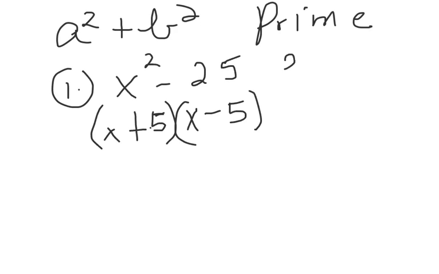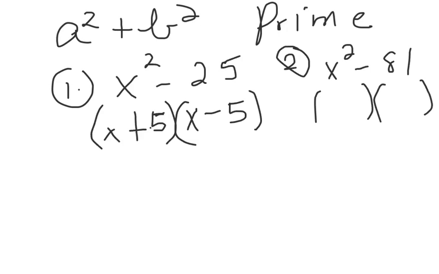So here comes number 2, and I'll try to do about 4 examples with you guys because some of these are a little bit more challenging. So here's the next one, x squared minus 81. Once again, set up your two parentheses. X squared is x times x. One is a sum, one is a difference. Take the square root of 81. The square root of 81 is 9, and you're done.